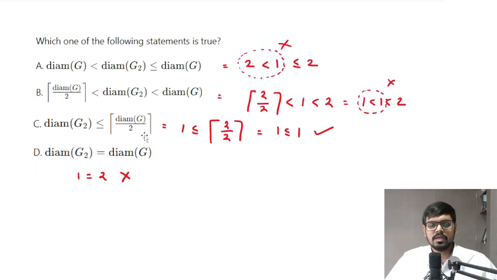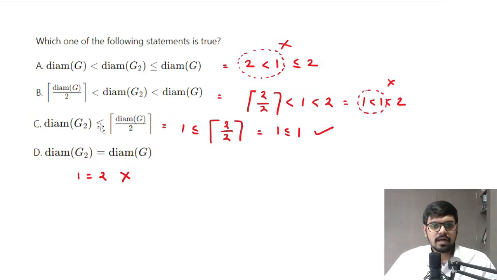Since we now have the diameter of G2 and the diameter of G, we can use the options and do option elimination. Diameter of G was 2. Diameter of G2 was 1. Can I say 2 is less than 1? Obviously no. So straight away wrong. Here, ceiling function of 2 by 2 is 1. Is 1 less than 1? No, 1 is not less than 1. 1 is less than or equal to 1. Okay, 1 equals 1. But you cannot say 1 is less than 1. So wrong.